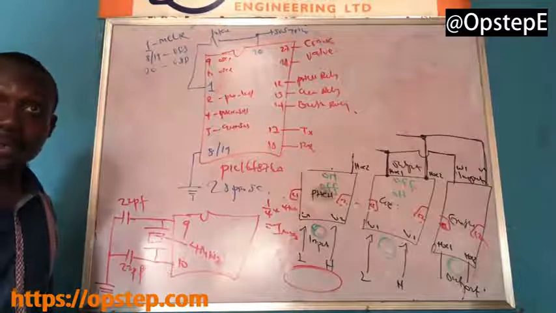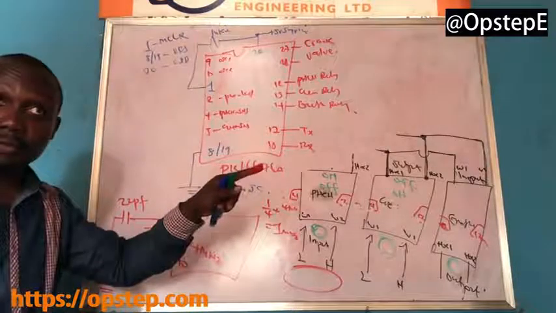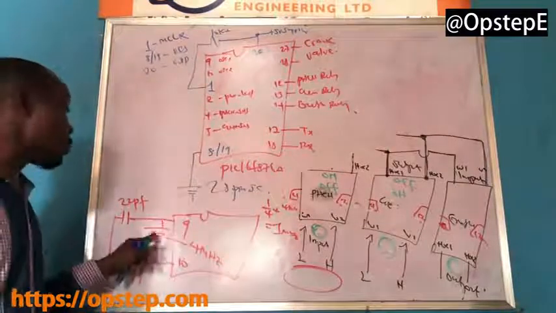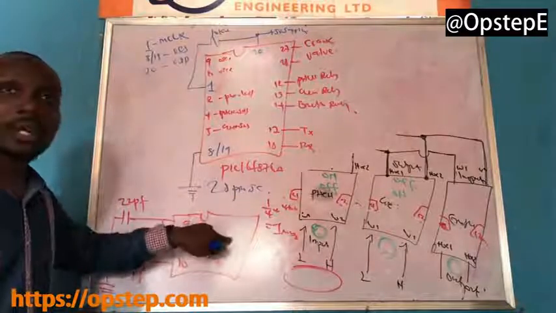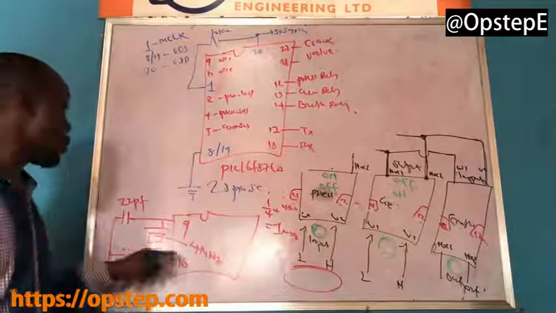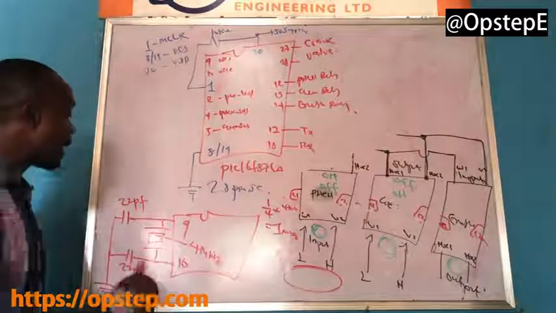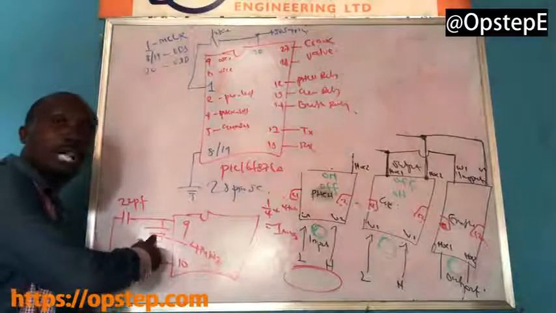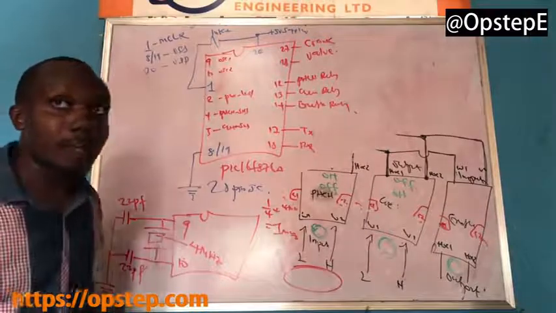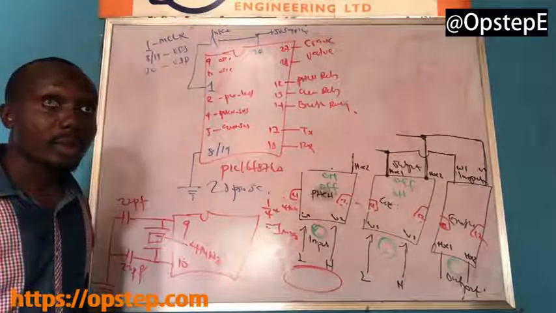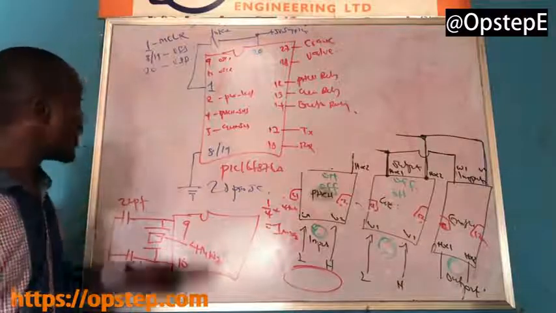That's 2 megahertz. But that's going to be 1/4 of 8. That's 2. If this place was 16, the microcontroller would have used 4 megahertz. If this place was 20, the microcontroller would have used 5 megahertz. Don't forget, any crystal oscillator that you put here, the controller uses 1/4 of it. Can I continue? So that's the implication.